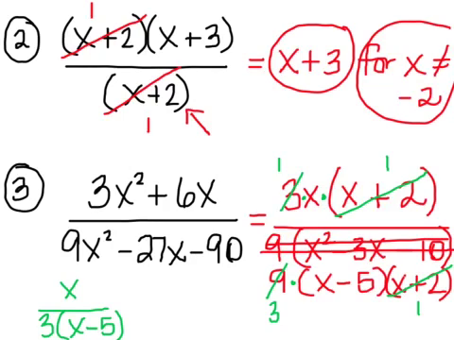And it's best just to go ahead and leave it factored. I wouldn't distribute the 3 back in because when it's in its factored form, it kind of shows that you reduced everything you can reduce.